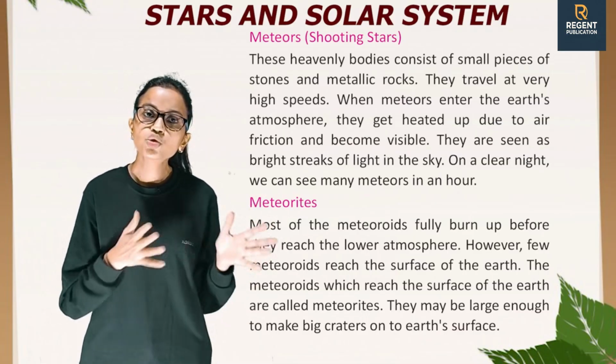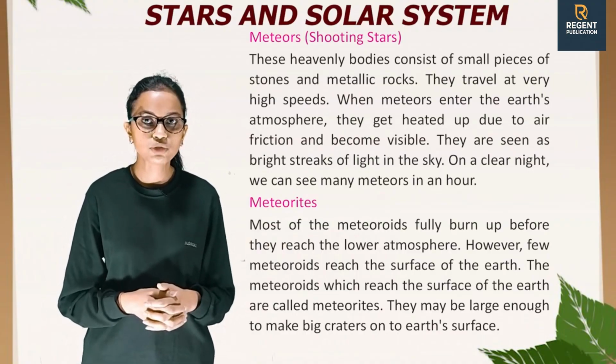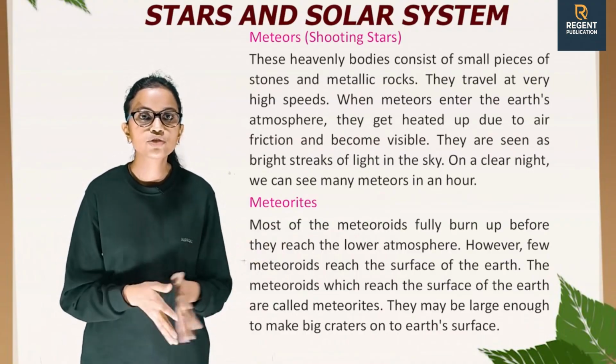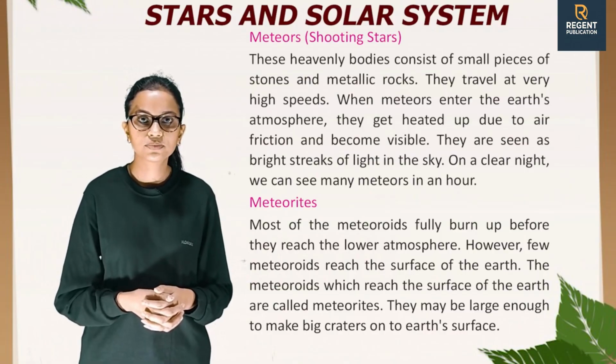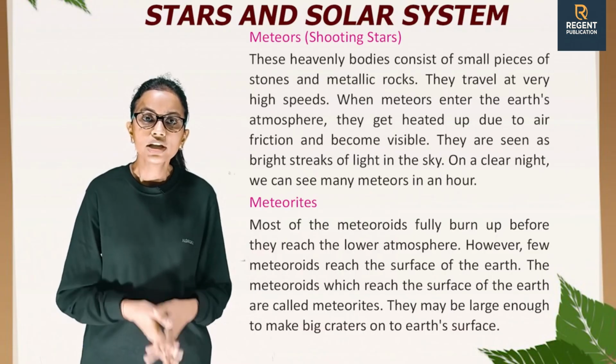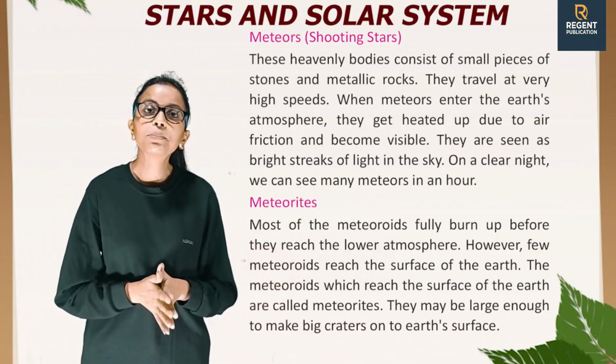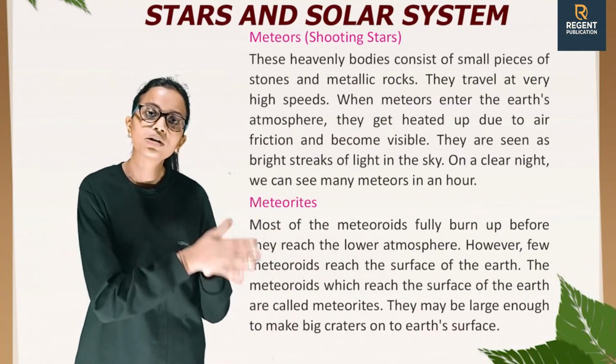Meteorites. Most of the meteoroids fully burn up before they reach the lower atmosphere. However, few meteoroids reach the surface of the Earth. The meteoroids which reach the surface of the Earth are called meteorites. They may be large enough to make big craters on Earth's surface.